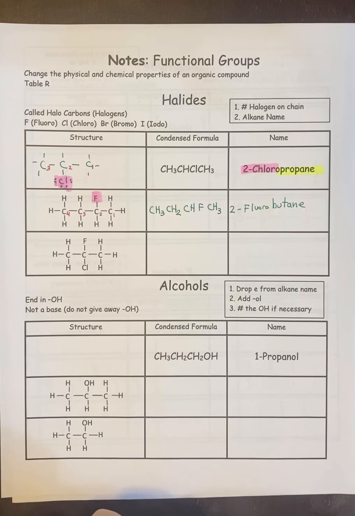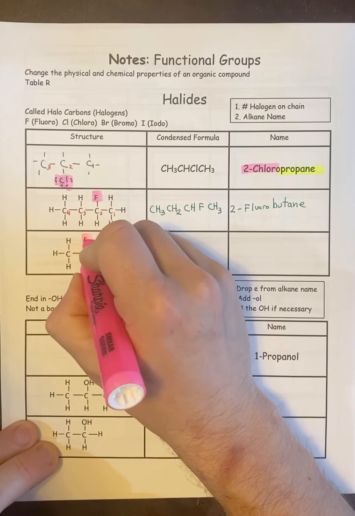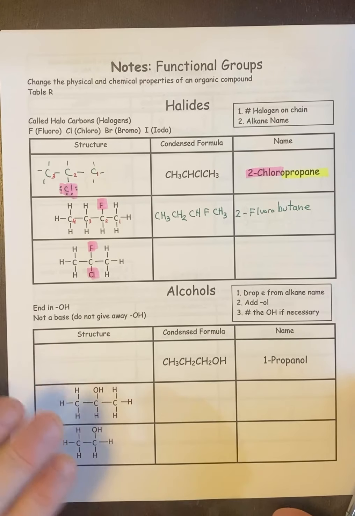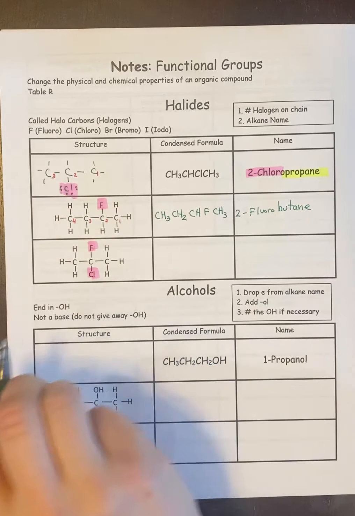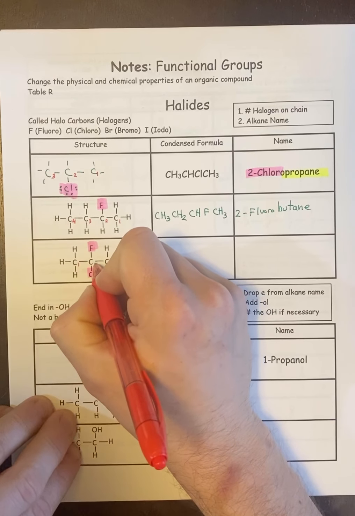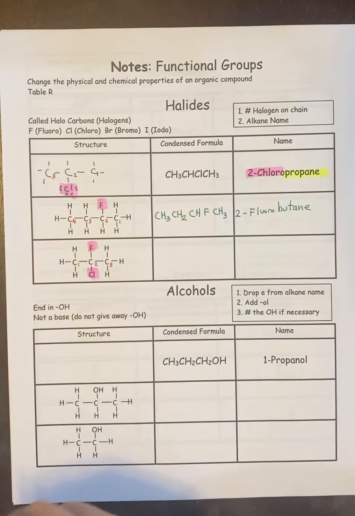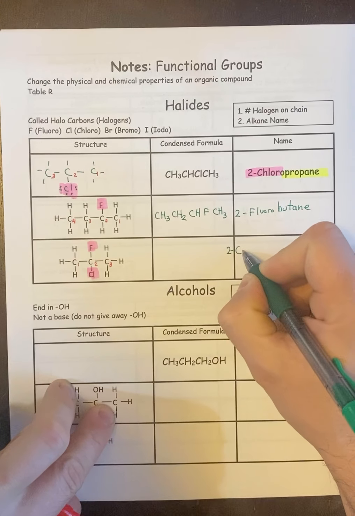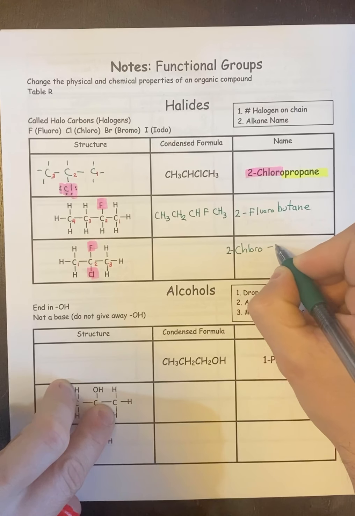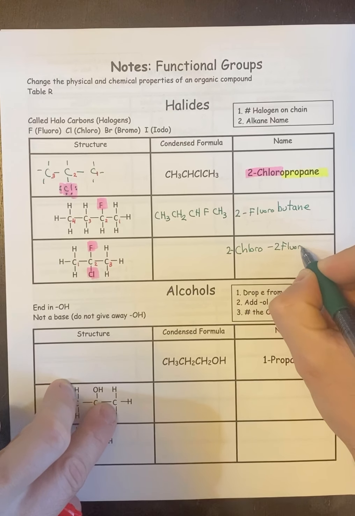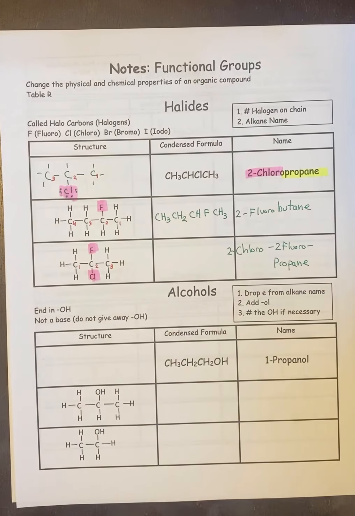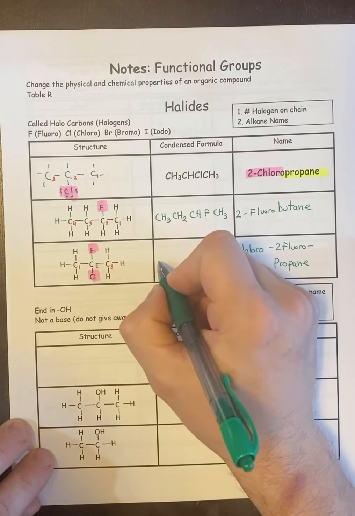For the last one, there are 2 groups. There's an F and there's a Cl. So we're going to call it, and again, how we number it doesn't matter because they both happen to be on the middle one. So if I numbered it this way, great. If I number it the other way, it's 2 either way. So this is going to be called 2-chloro, 2-fluoropropane. Condensed, it's going to be looking like this.